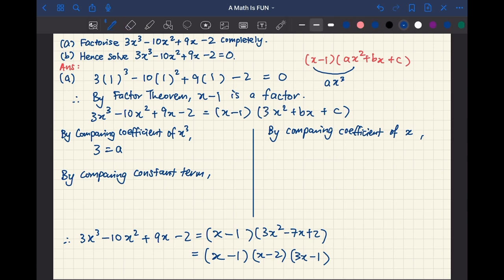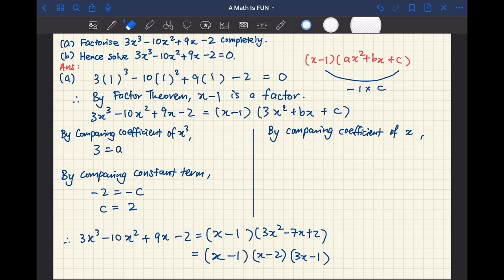Alright, so next I'm going to be targeting the constant term. So I'm going to erase some things first. In order to find the constant term, we just take the constant multiplied with the constant, which is negative 1 times c. And on the left hand side, it is negative 2 as a constant term. So we have negative 2 equals negative c, and c equals 2. So now we have found another value, which is c equals 2.